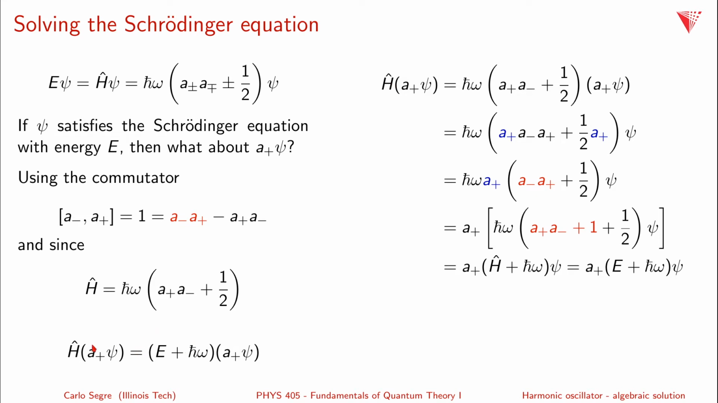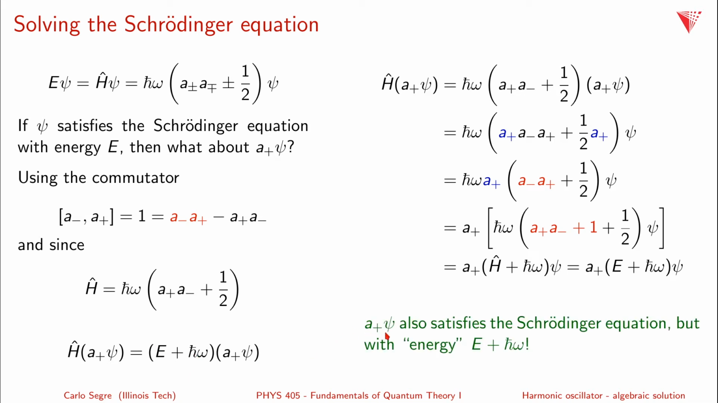So what this is telling us is that the function A plus psi is also a solution to the Hamiltonian. But when we apply the Hamiltonian to it, we get an energy which is bigger than E by h bar omega. So A plus psi also satisfies the Schrodinger equation, but with energy E plus h bar omega. So this is a recursion relation. This tells you that when I apply A plus, I get another wave function back, another valid solution of the Schrodinger equation.